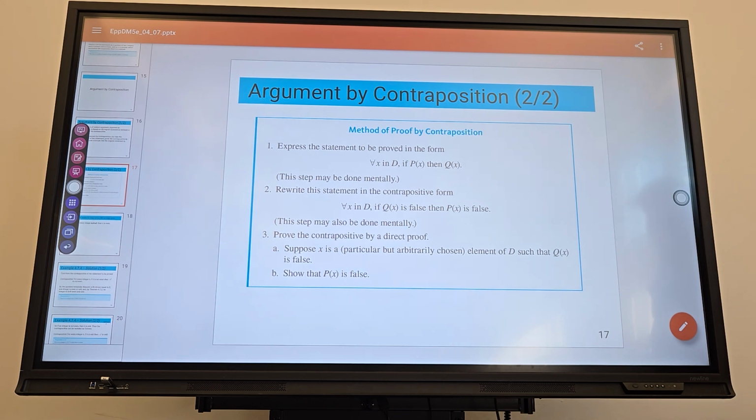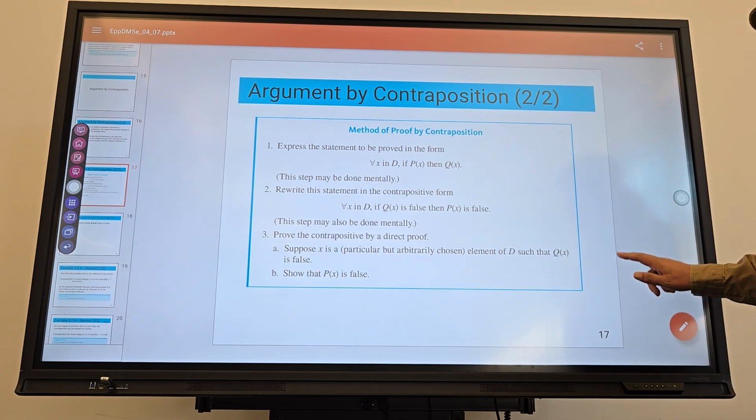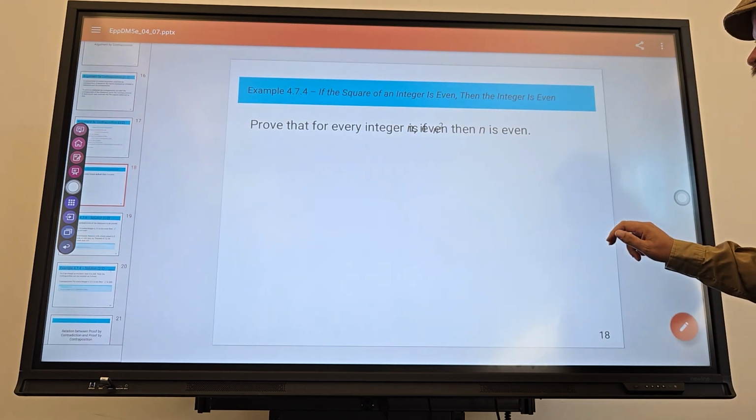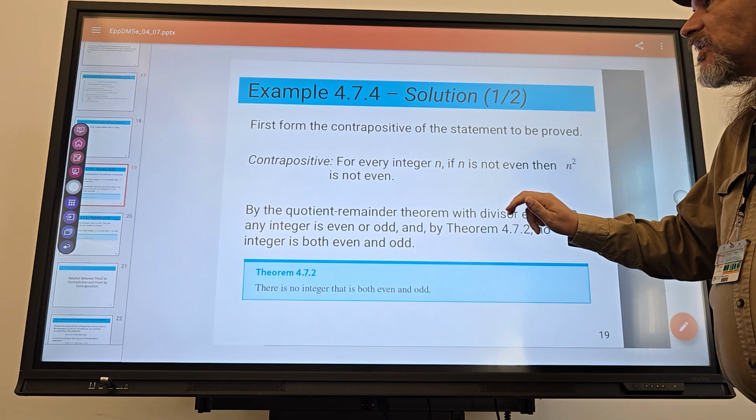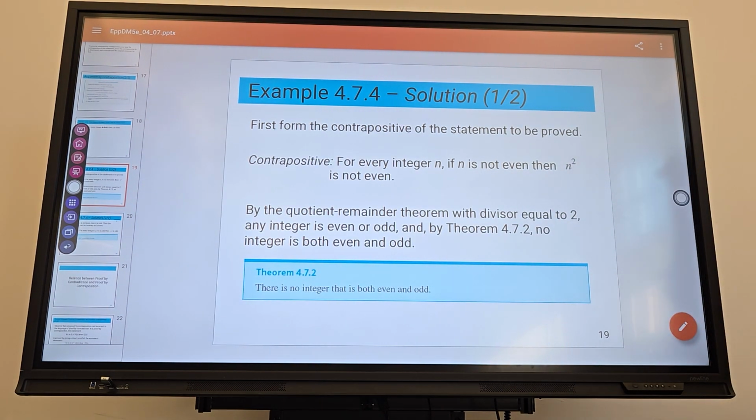Now prove the contrapositive by direct proof. Suppose x is a particular but arbitrarily chosen element of D such that Q of x is false. Show that P of x is also false. Now the slide's kind of screwed up here, but prove that for every integer n, if n squared is even, then n is even. First, form the contrapositive of the statement to be proved: for every integer n, if n is not even, then n squared is not even.